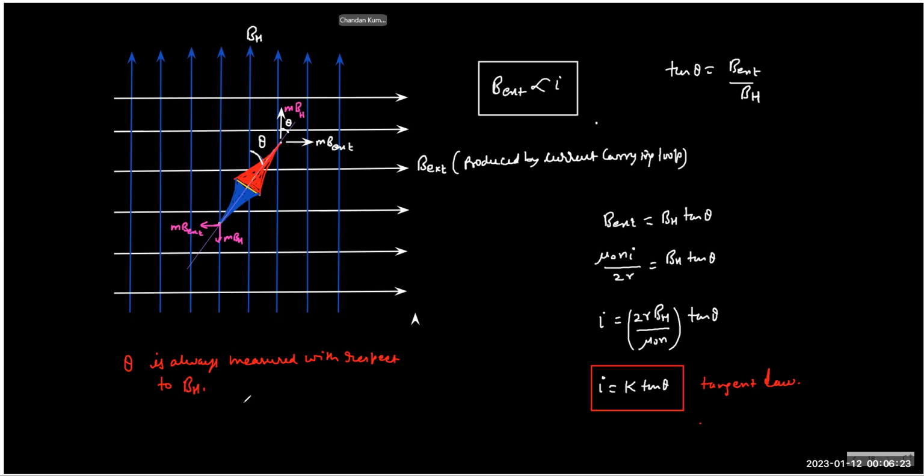BH. So imagine if I switch off my loop, if the current is switched off, what will happen to the compass? The B external will vanish and my compass will turn back to BH, isn't it? So as I grow the current, the compass will start tilting away from BH. And as current will grow more and more, the theta will grow accordingly, isn't it?